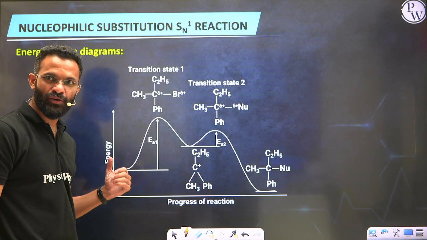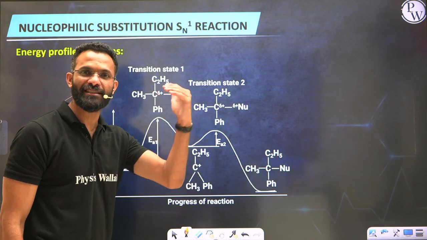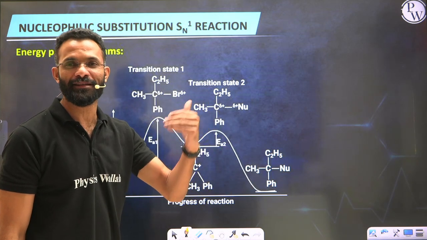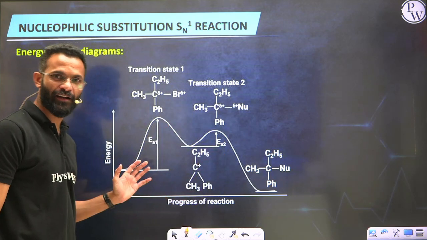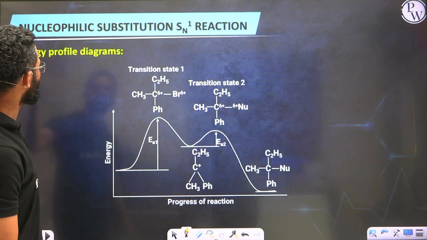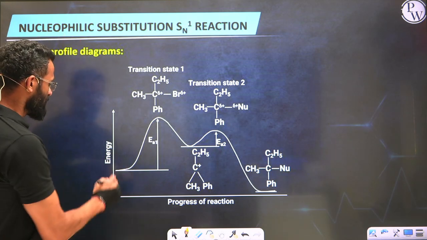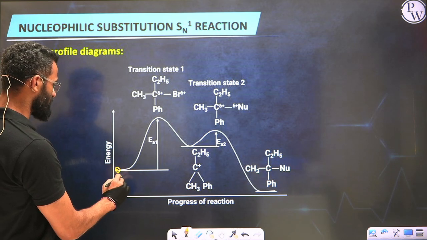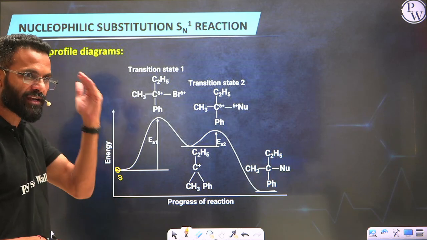Meaning, as your reactants change into product, what is happening to the energies of all those reactants, intermediates and products, when you express them in terms of a graphical representation, you call it an energy profile diagram. So, what we had right in the beginning was a substrate. If you go back and try to recall the reaction, what happened?